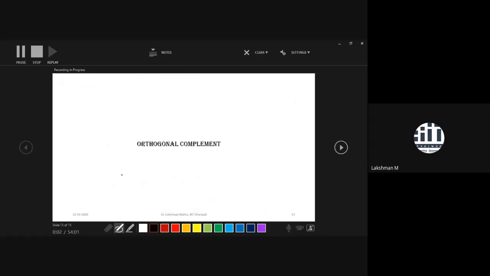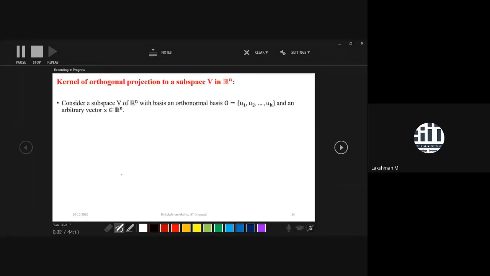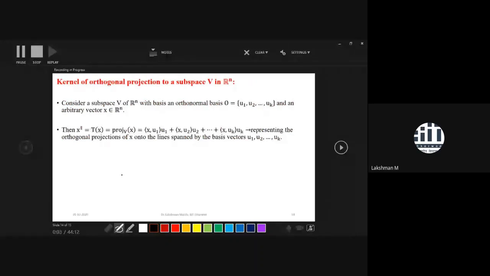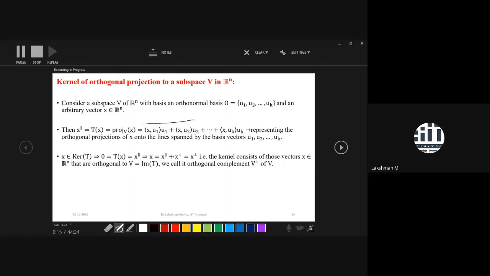In the next class, we will discuss in detail the orthogonal complement, which is simple. It is not a very tedious task. So you have already got the idea of orthogonal projection with the help of an orthonormal basis of a subspace. So it is coming in the subspace. Then where does it go?